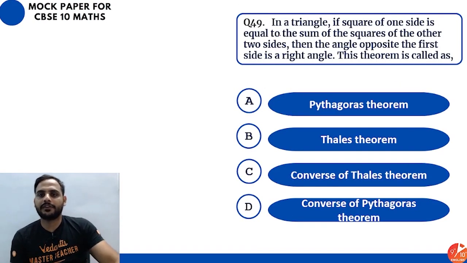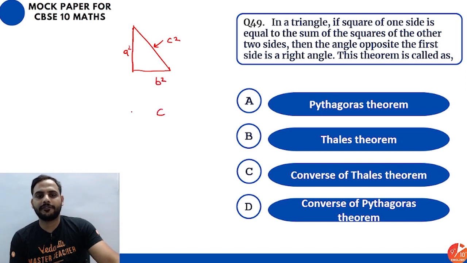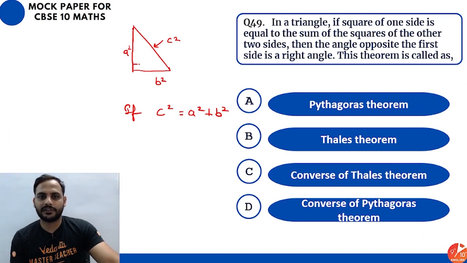Okay. In a triangle, if square of one side is equal to sum of the square of the other two sides, then the angle opposite to the first side is a right angle. This theorem is called as, so देखो, they are saying you have this triangle. In this triangle, let's say square of this side is equal to square of the other two sides. If c square is equal to a square plus b square, then I can say opposite to c, whatever this angle is, then this is going to be a right angle triangle.